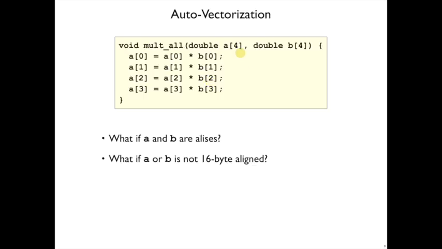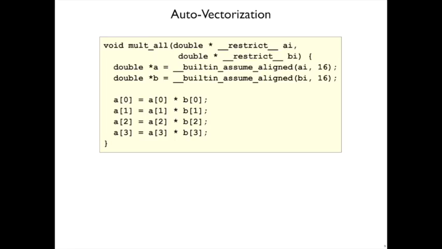In particular, it won't work right if A and B both point to the same memory, and it also won't work right if A and B are not 16-byte aligned. Whereas most of x86-64 doesn't require an alignment, MULP does. So to get the compiler to actually use the vector versions of the operations, the parallel versions of the operations, we have to give it a lot of hints.